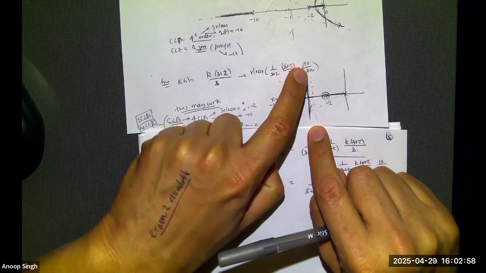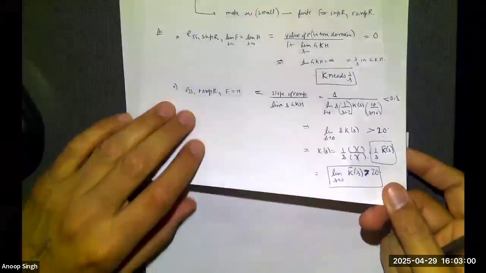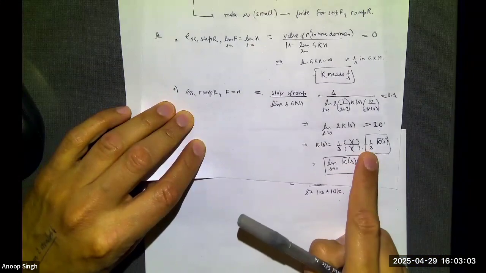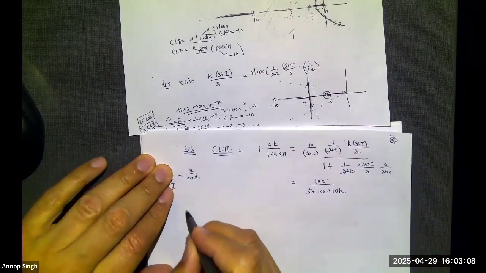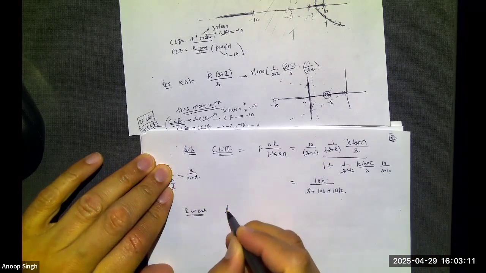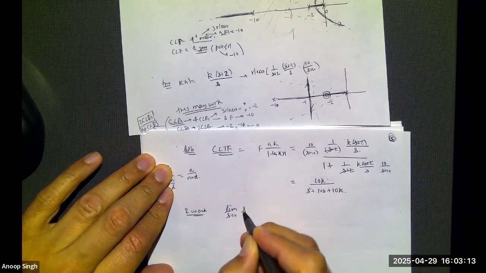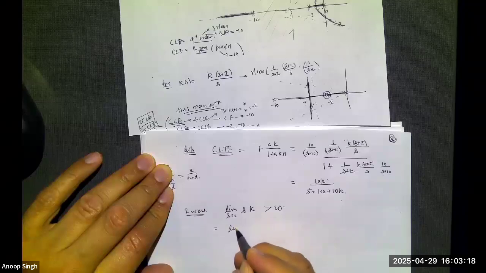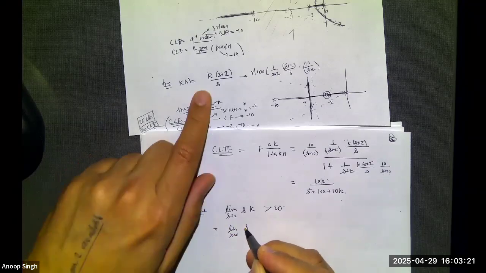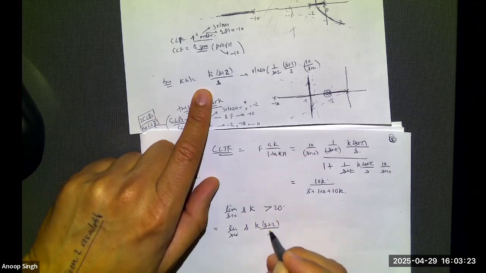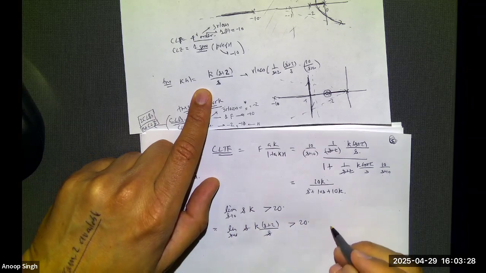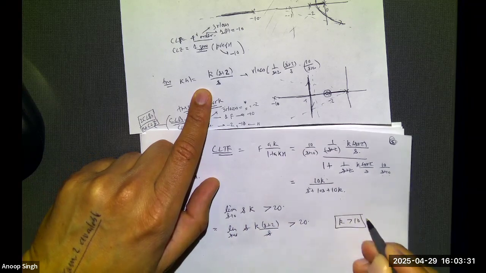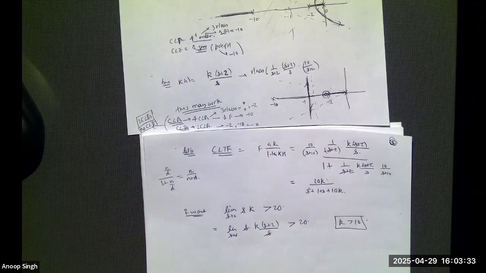I really want to make sure that my gain of the controller with the S removed from it is larger than 20. So I want the limit as S goes to 0 of S times the controller to be larger than 20. So what is my controller? K times S plus 2 over S. I want this to be larger than 20. And this basically means K should be larger than 10. I want K to be larger than 10.